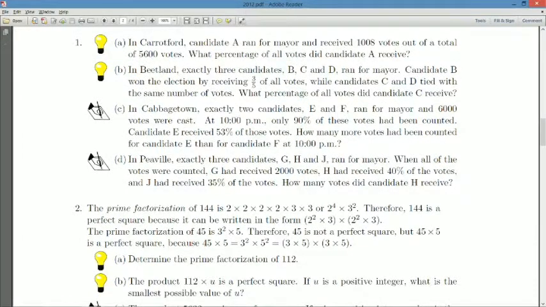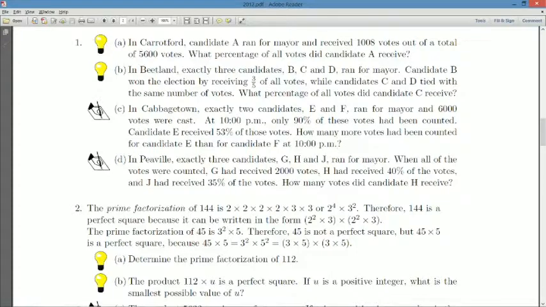In Cabbagetown, exactly 2 candidates, E and F, ran for mayor, and 6,000 votes were cast. At 10 p.m., only 90% of these votes had been counted. Candidate E received 53% of those votes. So not all votes, but of those 90% that had been counted. How many more votes had been counted for candidate E than for candidate F at 10 p.m.?